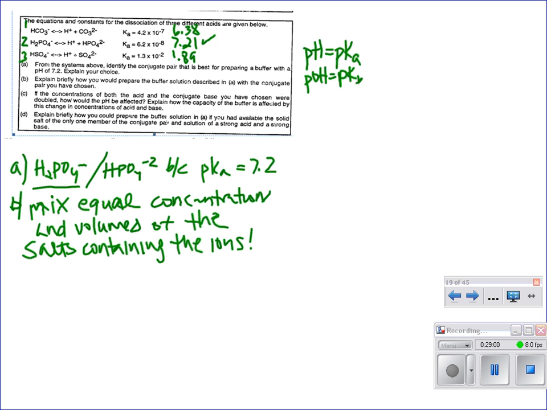All right, that was B. C. If the concentration of both the acid and the conjugate base was doubled, how would the pH be affected? Not at all, because the ratio doesn't change.